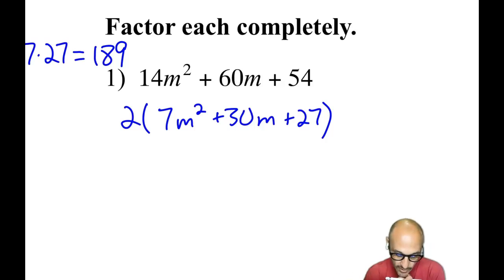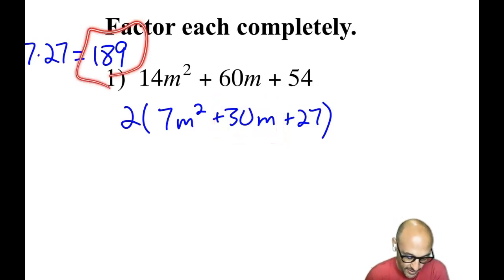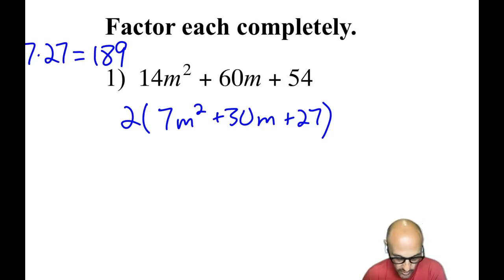So 30, 29 and 1, that's not going to work. 28 and 2, 27 and 3. So I'm just thinking of things that add up to 30, but they need to multiply together to give me 189. So 27 and 3, no. 26 and 4, that's not going to do it. 25 and 5, no. 24 and 6, going to be an even. 23, oh, hey, 23 and 7.